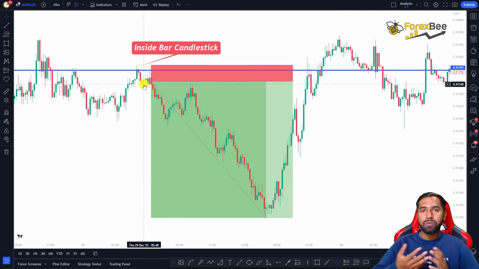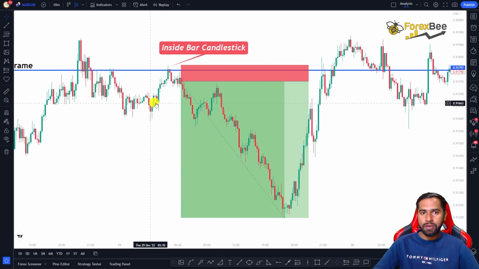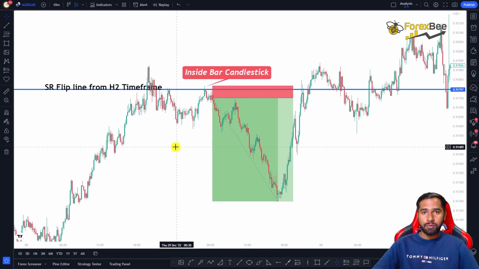So this is how you can combine multiple analyses in order to form a strategy that will be better than if you were trading that single analysis. For example, in our case here, we combined SR flip level with a supply zone and also SR flip level with a candlestick pattern. So I hope you were able to understand how the confluences work and how you can combine multiple analyses in order to form a very good trading strategy.